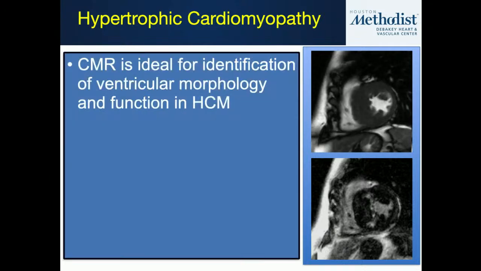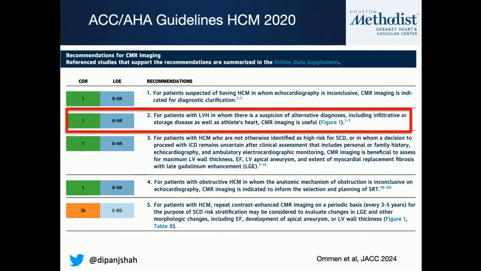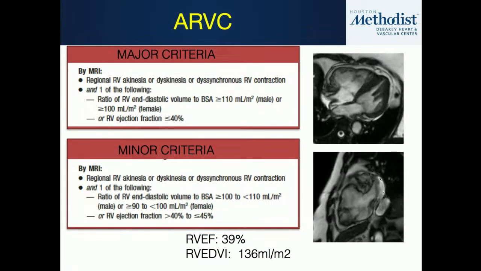So for hypertrophic cardiomyopathy, what is the role of MRI? Identification of the ventricular morphology and function. And then, I think most importantly, identification of the presence and extent of scarring, which is associated with prognosis. This is just what the specific ACC guidelines say about the role of MRI.